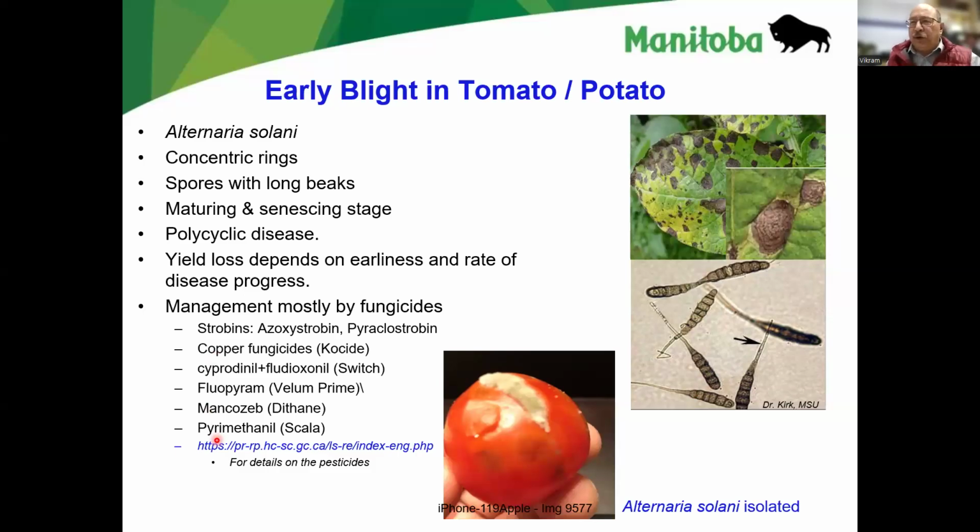There are many more, but if you wish to have more details, you can go into the Health Canada website, where you can find the details and look for what chemical is registered for use on that crop and for what disease.